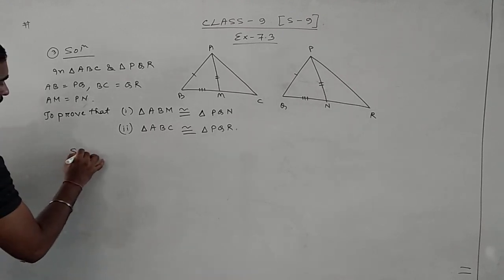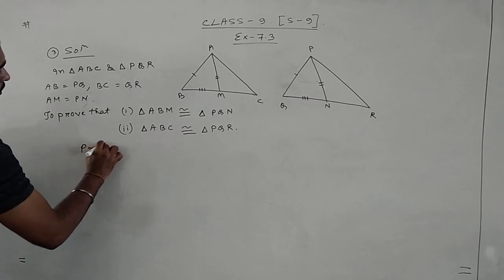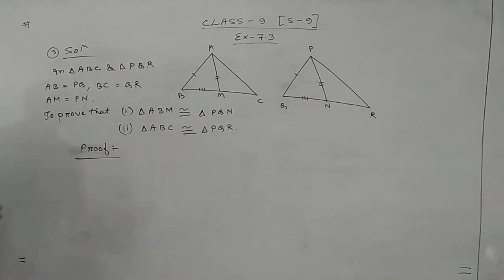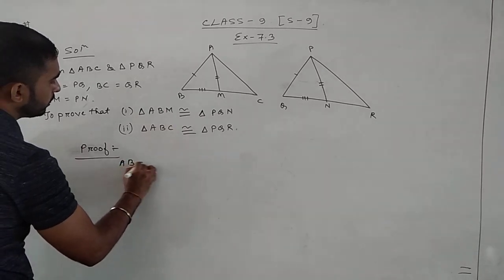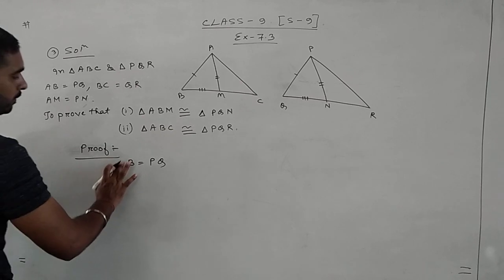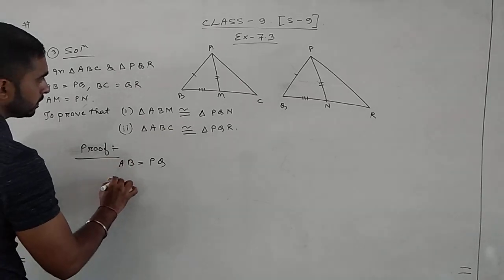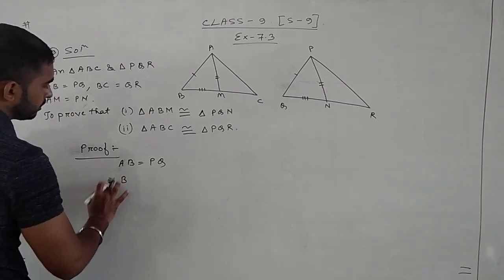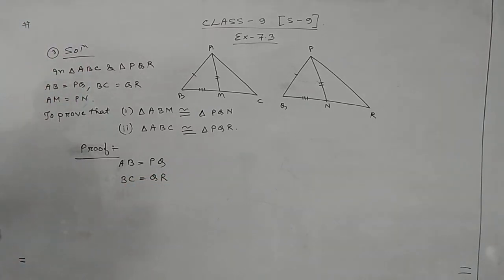Now solution. So proof. This is solution. Okay, done. Now see what happened. First of all, what is given? AB equal PQ. This is given. Second one, BC equal QR. First one AB equal to PQ, second one BC equal to QR.